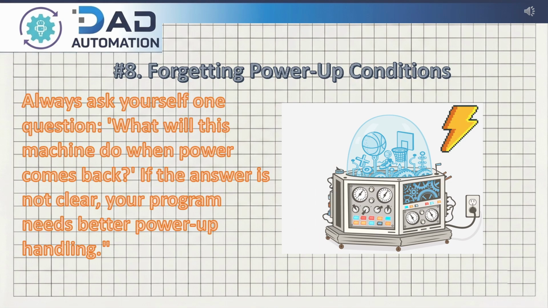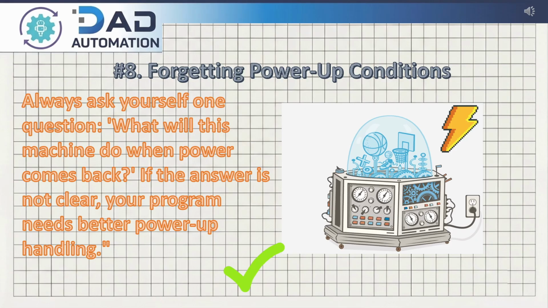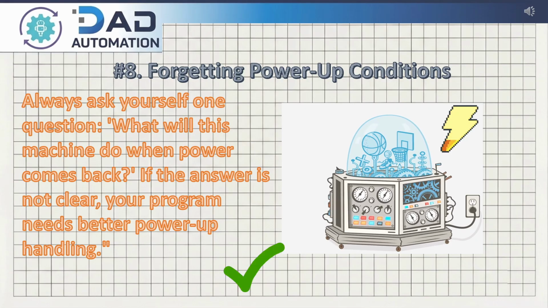Professional PLC programmers always think about startup conditions. They decide which values should be reset, which alarms should remain active, and whether operator intervention is required before restarting the machine. A good practice is to force all outputs off during startup, check all critical sensors, and require a manual start command before normal operation begins.